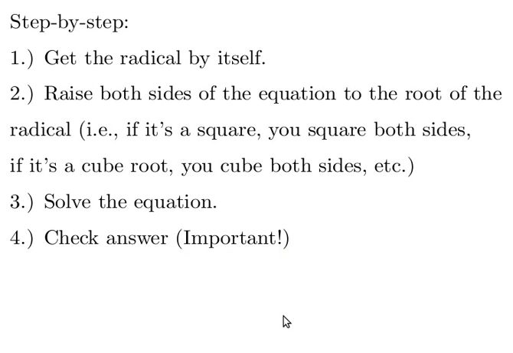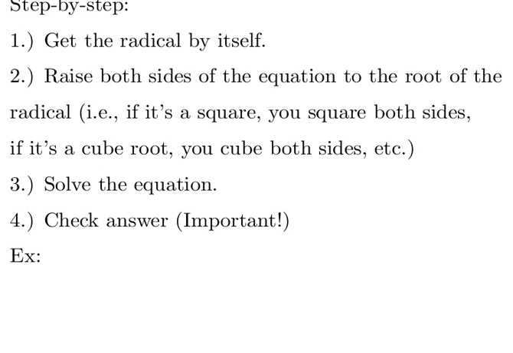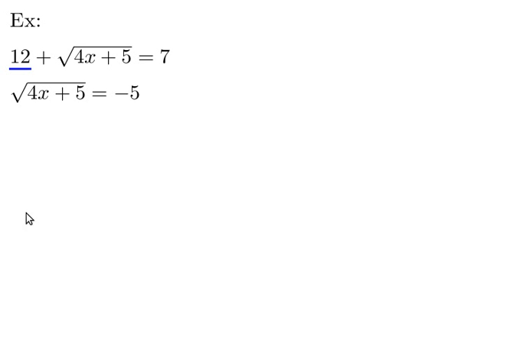Okay, so now let's go ahead and do another example, and you'll see here in this next example where checking your answer becomes very important. That's a hint that we're going to get an invalid solution. So let's say, for example, we have 12 plus the square root of 4x plus 5 equals 7. Okay, so we want to get this radical by itself, so we can subtract 12 from both sides. So that means we're going to have the square root of 4x plus 5 is equal to negative 5.